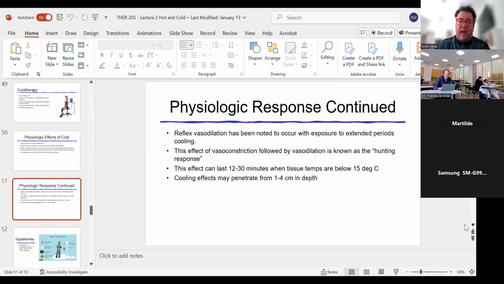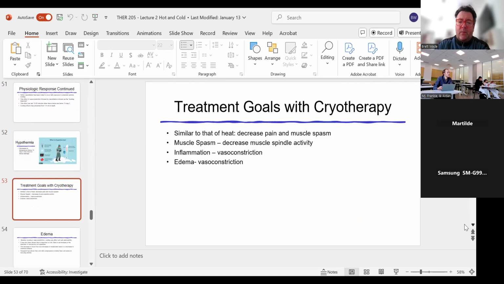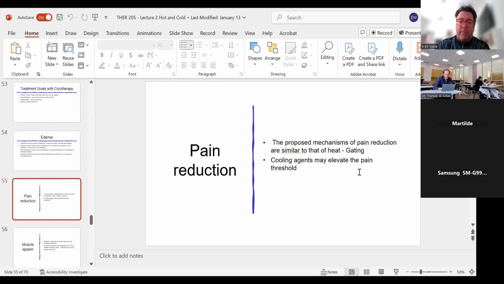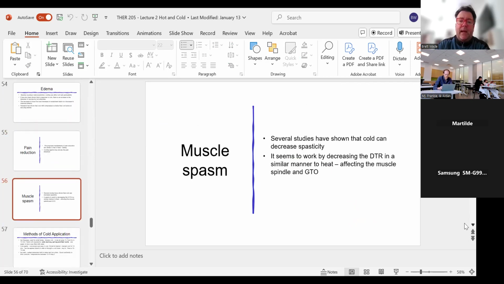Cryotherapy, same thing. We want to know that I'm going to ask the question about pain reduction, which is just gating, the muscle spasm thing. So both heat and ice work the same way to stimulate GTOs. So that's a fair question.